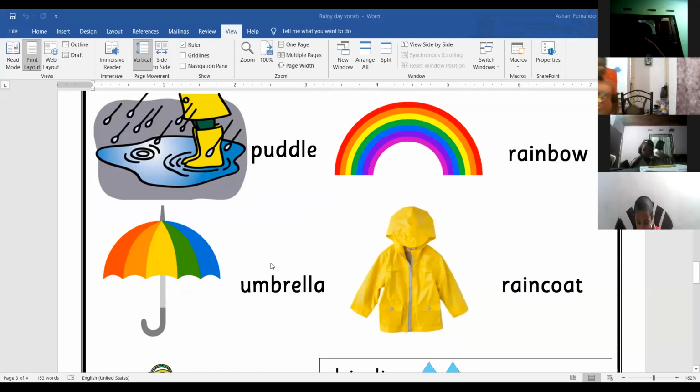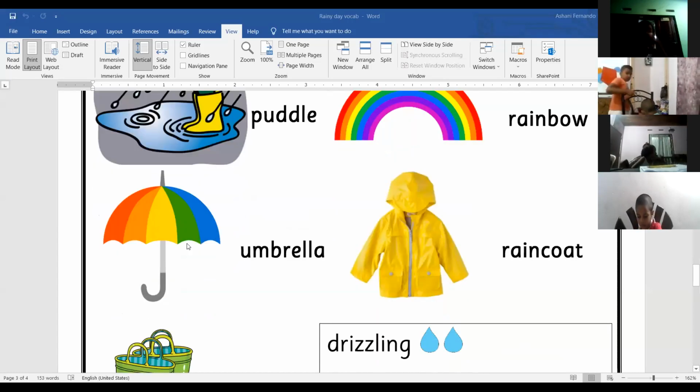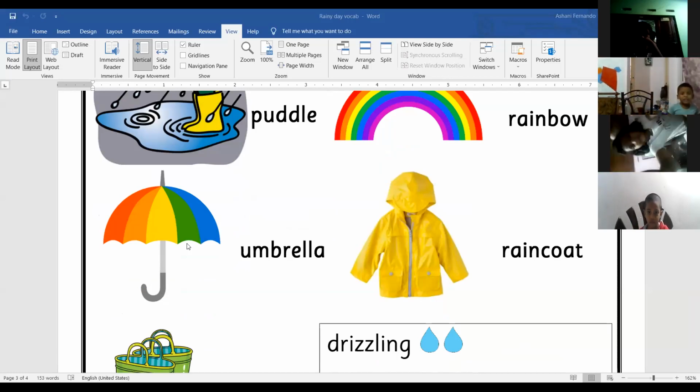Next one. When it's raining, we take this and go. What is this? It's an umbrella. Umbrella. Yes, very good. Well done. Very good.